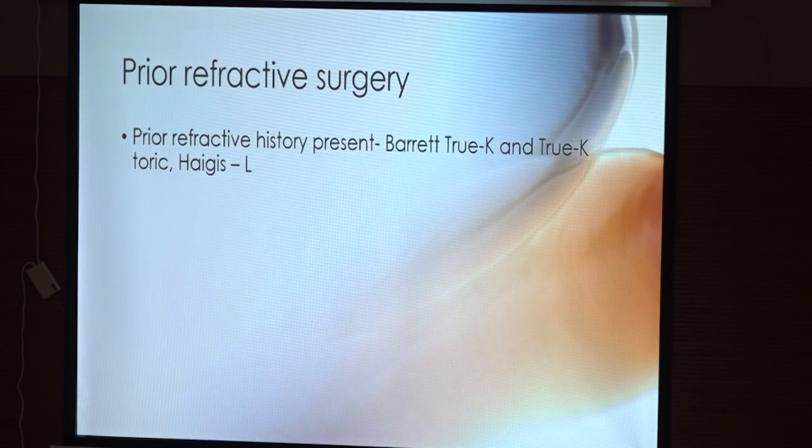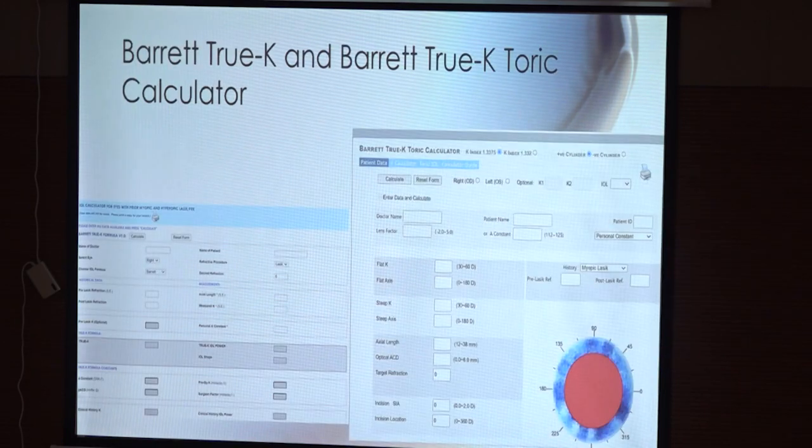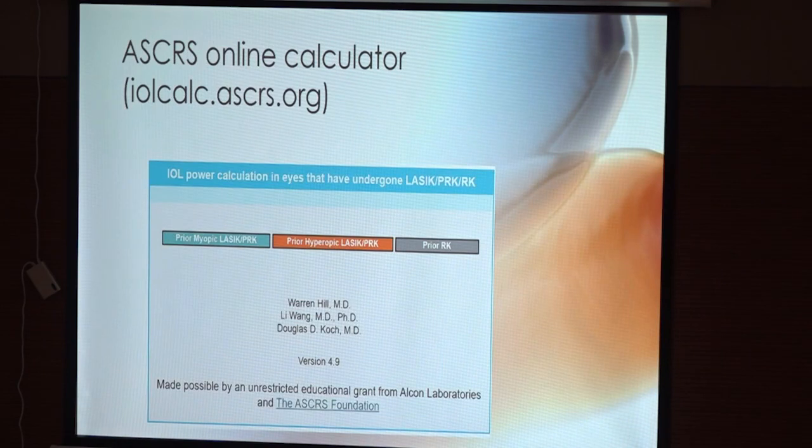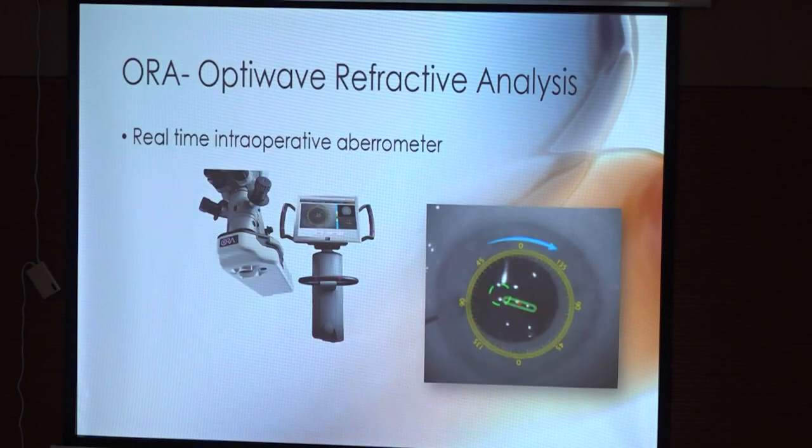And in cases of prior refractive surgery, we can use the Barrett True-K, or the True-K Toric if it is a toric lens, and Haigis-L for post-LASIK vision correction eyes. This is the Barrett True-K Toric calculator, and we also have the ASCRS online calculator, which has settings for prior myopic LASIK, prior hyperopic LASIK, and prior RK.